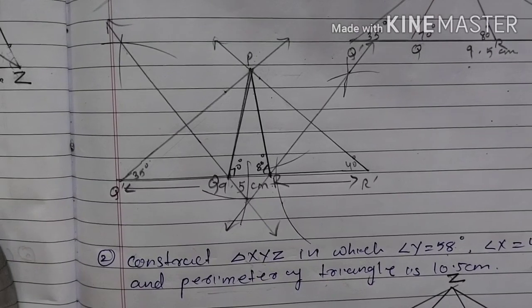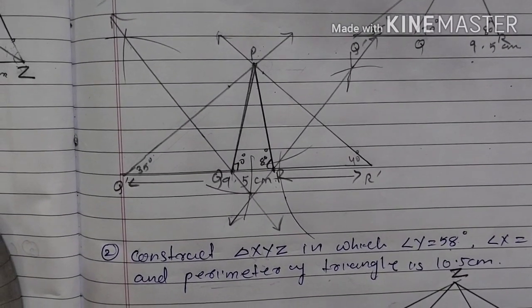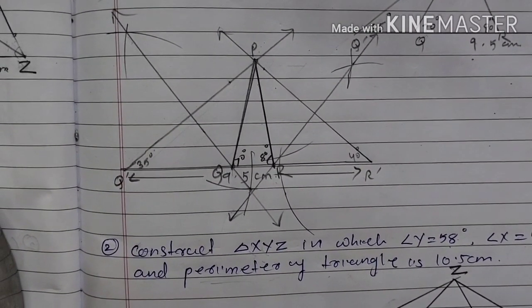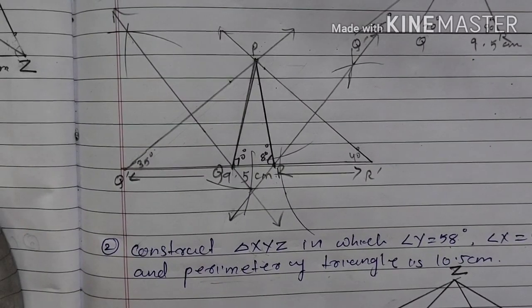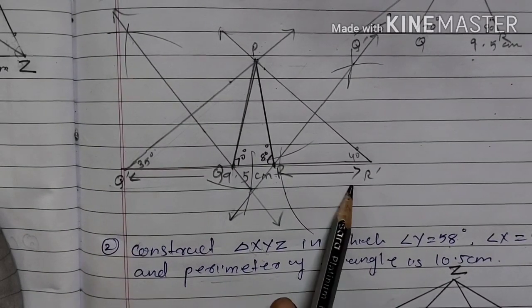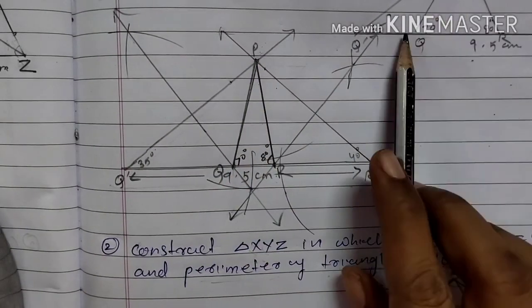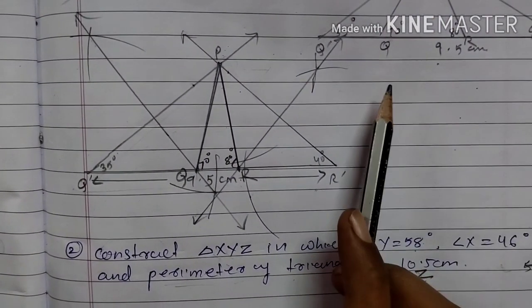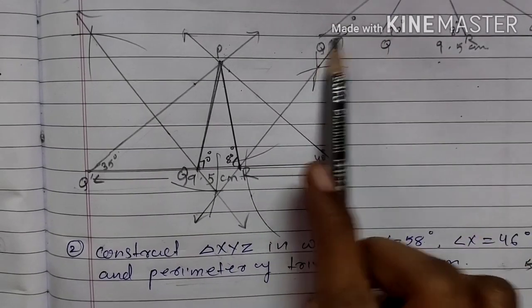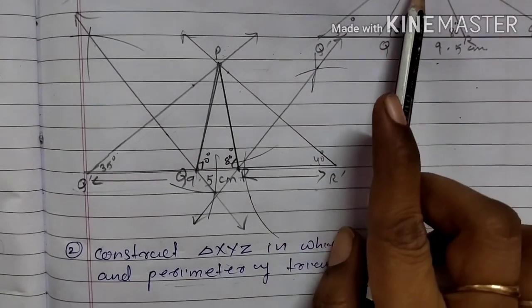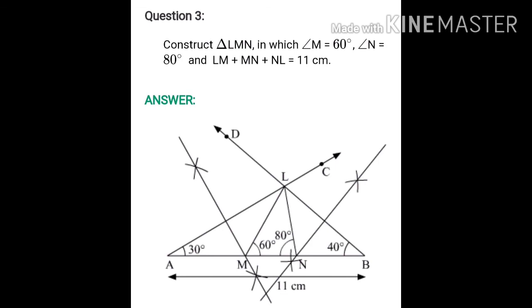So here we complete two constructions, question number 1 and question number 2. Rough figure is compulsory and measurement. It's compulsory to write the measures of angles and sides and the rough figure also. Okay. Next, question number 3.